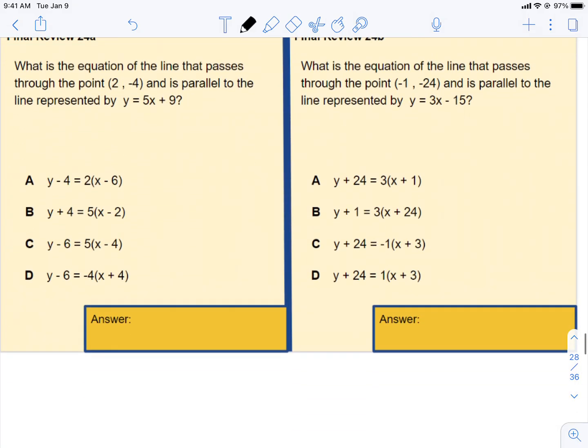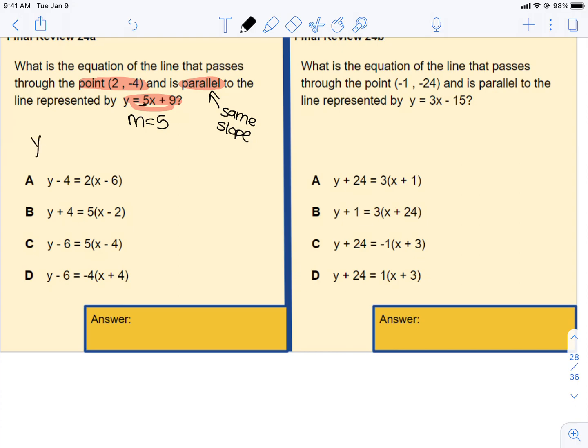Looking at the next one, it says, what is the equation of a line that passes through the point 2, -4, and is parallel to the line represented by y equals 5x plus 9? So, it has to go through the point 2, -4, and it needs to be parallel to this line. Well, first off, we need to know that parallel means the lines have the same slope and different y-intercepts. So 9's not going to be used, which is fine. But the slope of this line is 5.